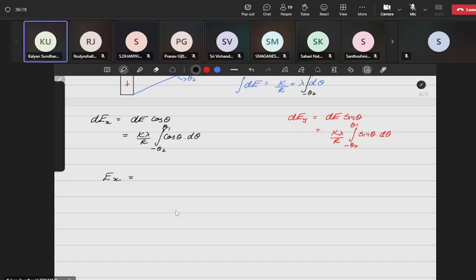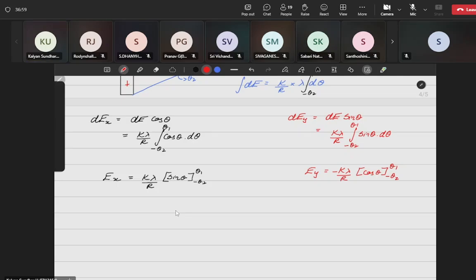Now tell me, sir, the integration of cos theta. It is sin theta, because minus sin theta comes from differentiation, right? So the integration of cos theta is sin theta. So K lambda by r sin theta, limits from minus theta2 to plus theta1. Here E along y will be equal to, the integration of sin theta is minus cos theta. So this will be K lambda by r, taking the minus common, cos theta with limits from minus theta2 to theta1.